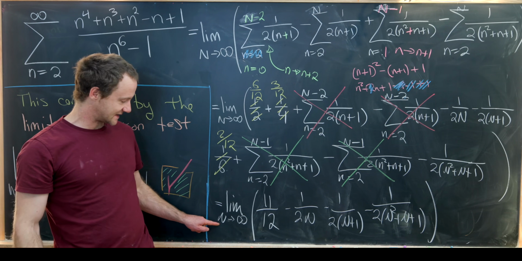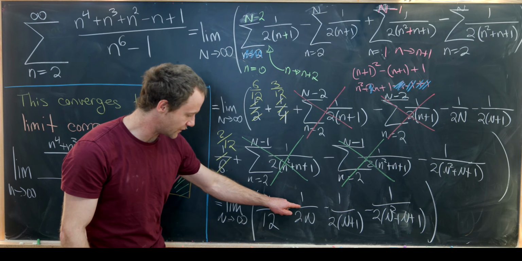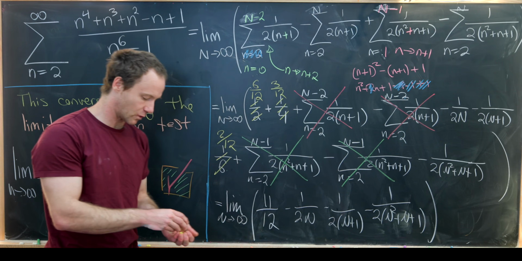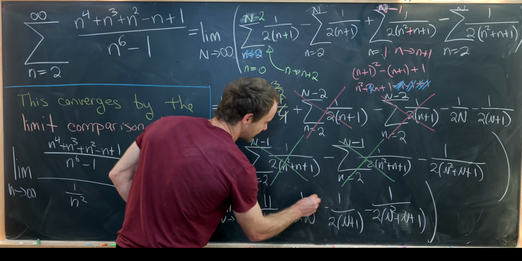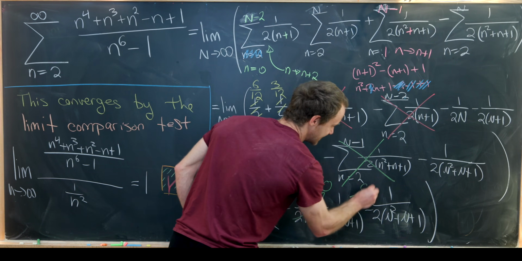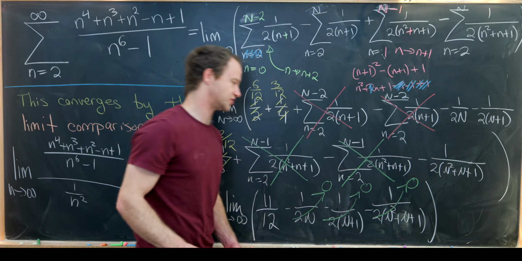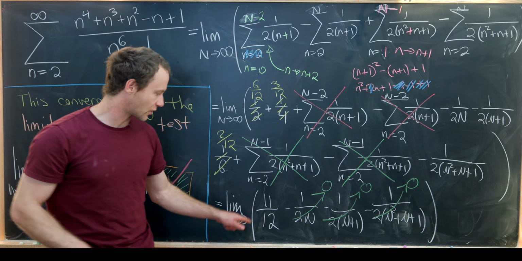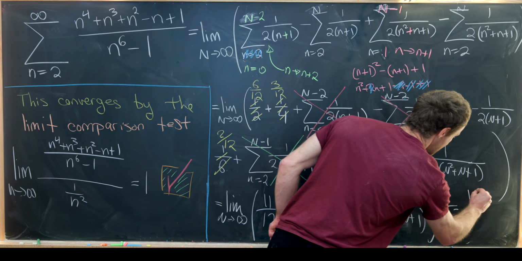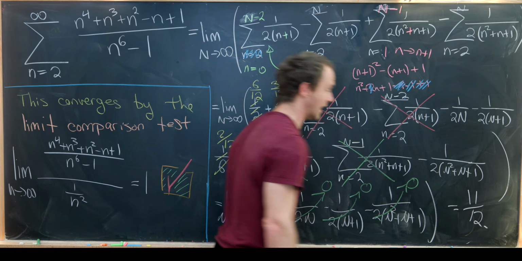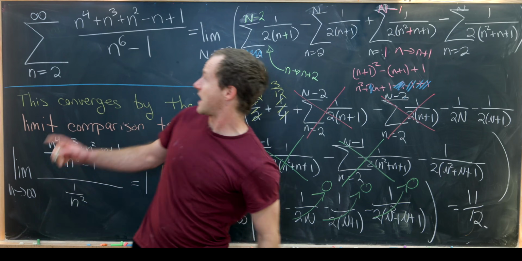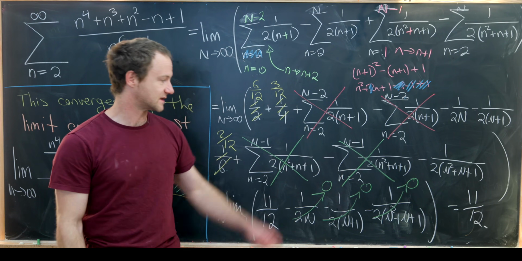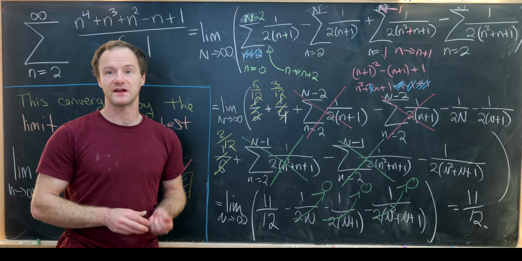But check it out, as capital N goes to infinity, those things zoom off towards 0. So that's pretty obvious because we've got things growing larger and larger in the denominator while the numerator is just a constant. So in the end, we're only left with this term, 11 over 12. So that means the final value of our goal sum is 11 over 12. And that's a good place to stop.